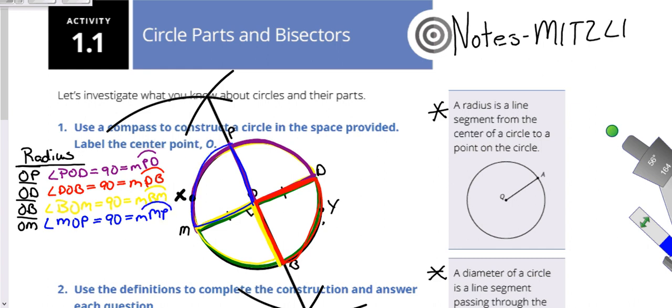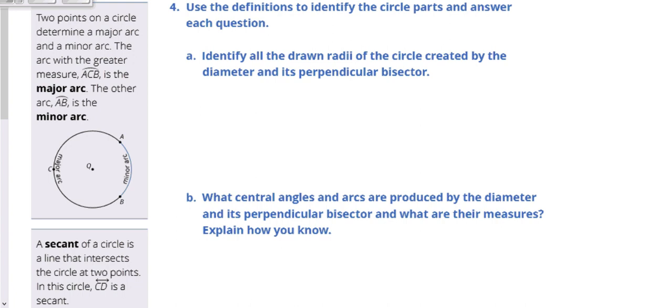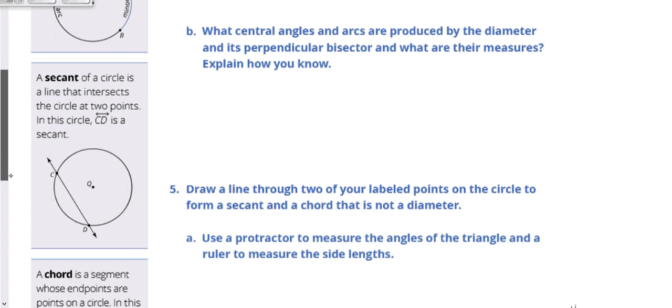So we have that one there. Okay? All right. So we have all this stuff going on. Okay, let's go on. So we've kind of answered central angles. We've answered part B here. Central angles and arcs are produced by a perpendicular, and what are their measures? Explain how we know. Well, it's because it's a perpendicular.